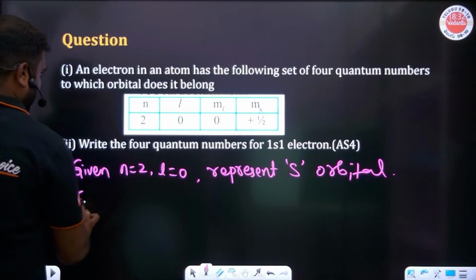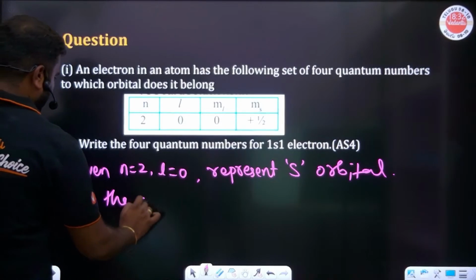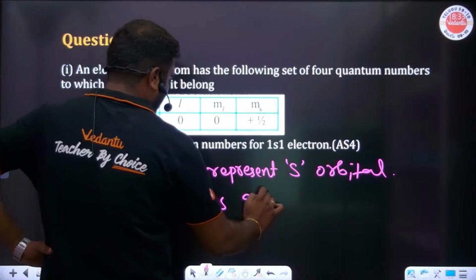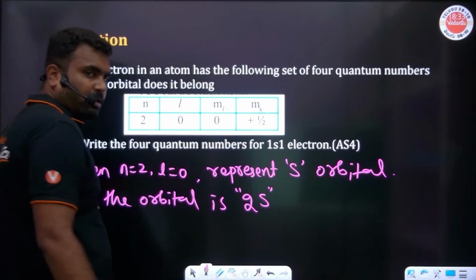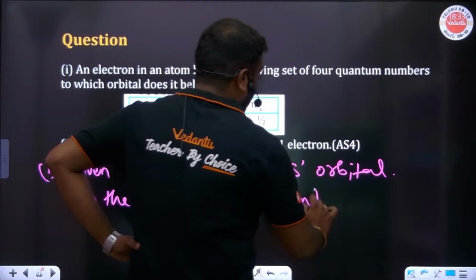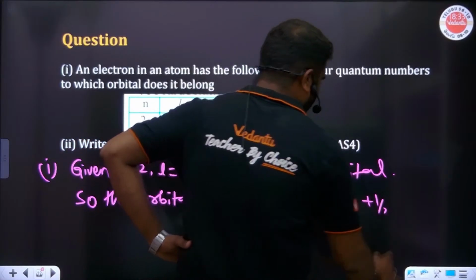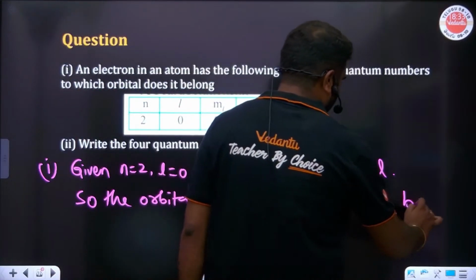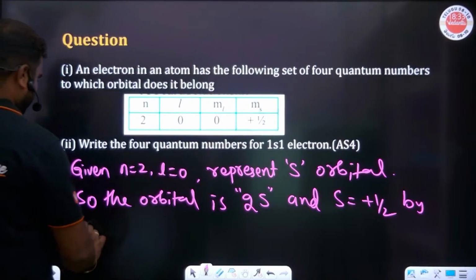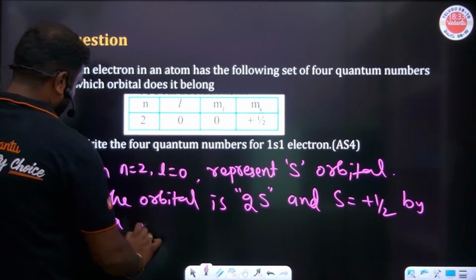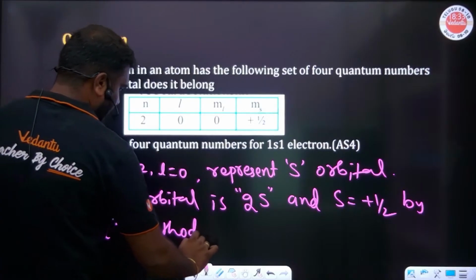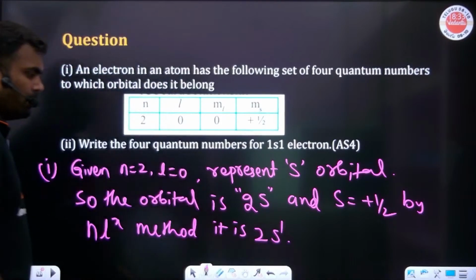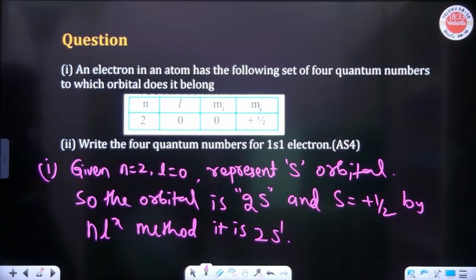So the orbital is 2s, and ms is plus half. By the n l notation, it is 2s1. Next, write the four quantum numbers of the 1s1 electron.